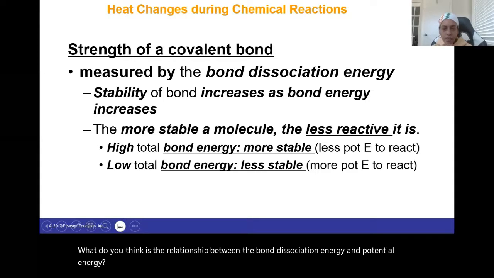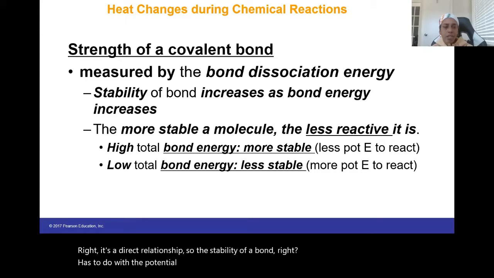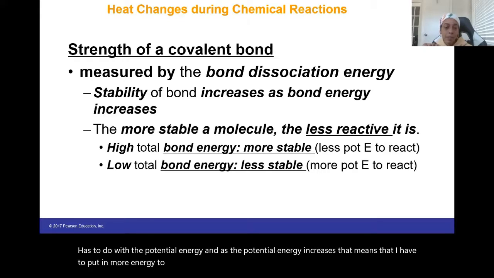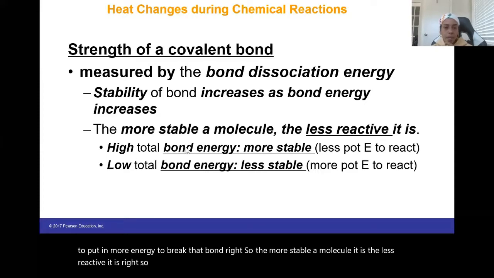Right, it's a direct relationship. So the stability of a bond has to do with the potential energy. And as the potential energy increases, that means that I have to put in more energy to break that bond, right? So the more stable a molecule is, the less reactive it is. So high total bond energy is more stable and has less potential to react.